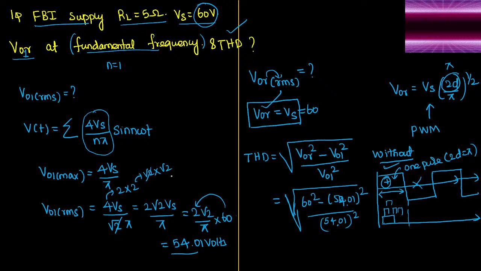So it will be equal to 48 point, yes. Let me check it one more time. 60 square minus 54.01 square, we will get some answer, divided by 54.01 square. We should take the root, and exactly it will become 48.38 percent. That is the value of total harmonic distortion. So this is going to be THD. I hope we all got the answer. So this is how we have to solve the question.